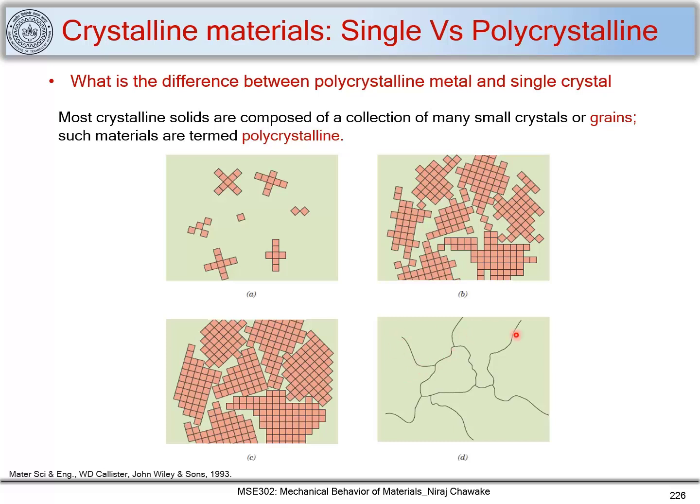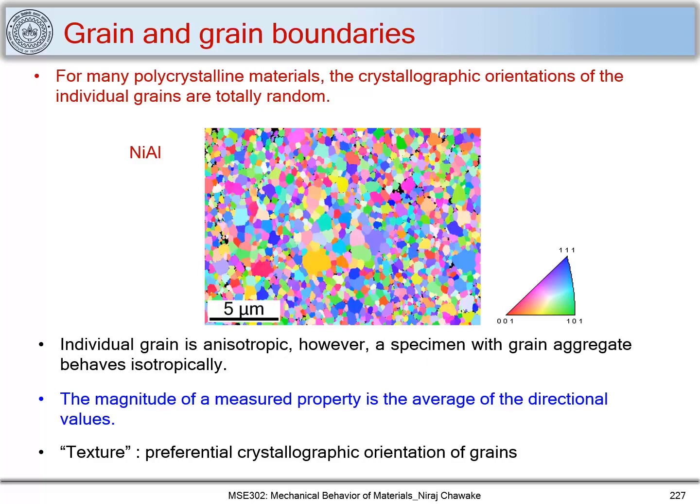Each grain is nothing but a single crystal, and such an aggregate, a collection of so many grains, we call a polycrystalline material. So we have grain boundaries associated with every grain in this polycrystalline material. Now let's move ahead and understand grains and grain boundaries in more detail.